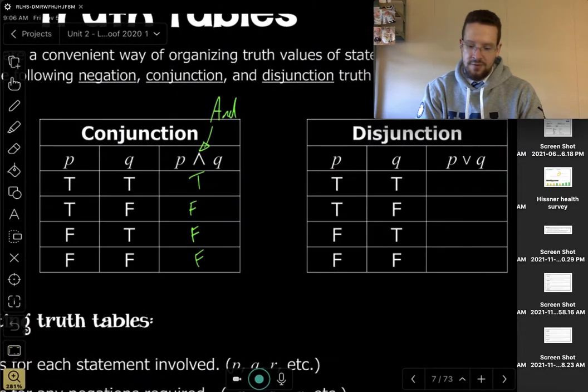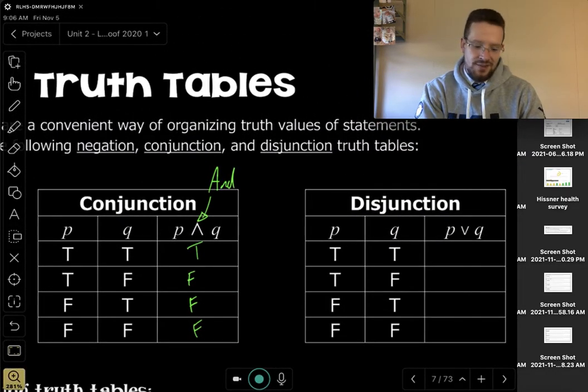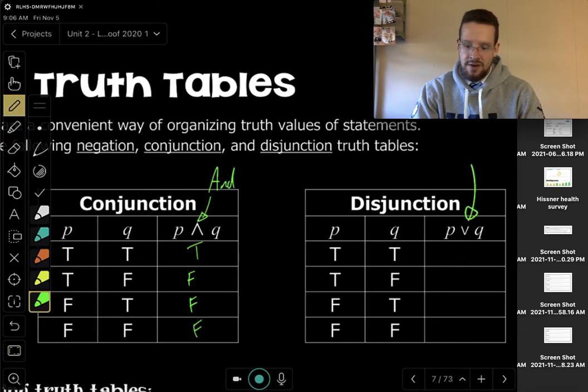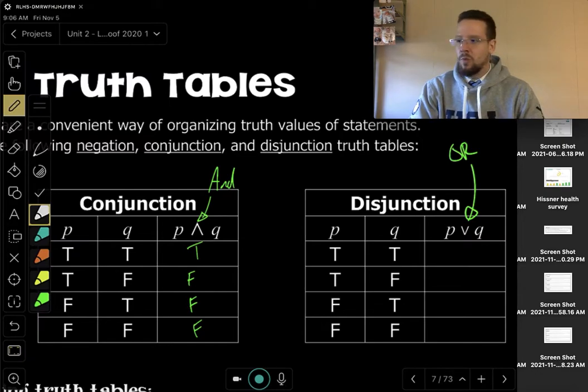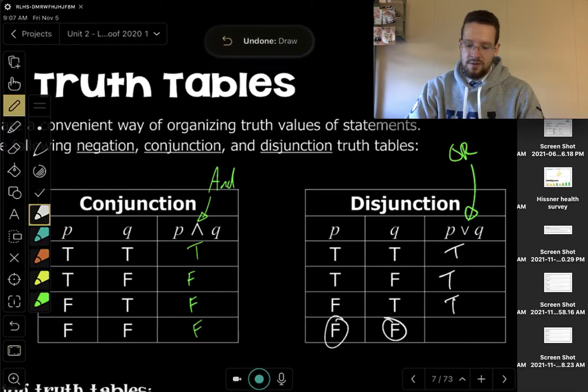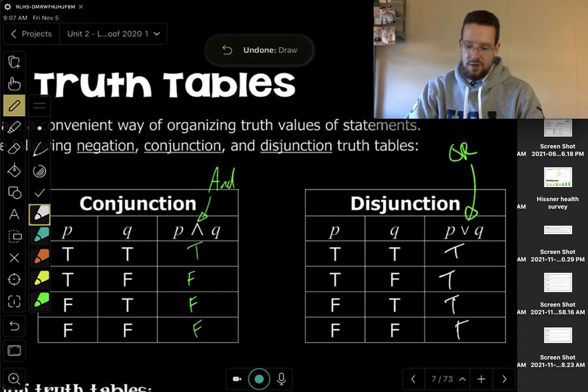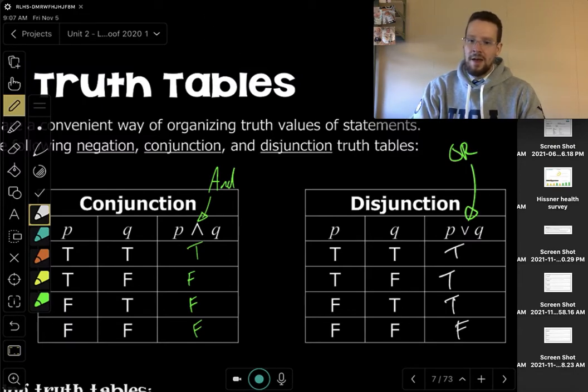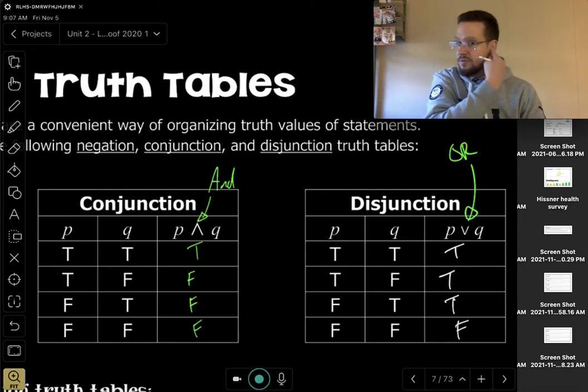Let's see how this looks in opposition to our disjunction. Disjunction, this operator here, is OR. For OR statements, we only need one of them to be true for the statement to be true. So two trues, that would be true. Again, one of the statements true makes the whole statement true. One of the statements true makes the whole statement true. Both statements are false, so the whole statement is false. That is just how we go through and set up these truth tables.